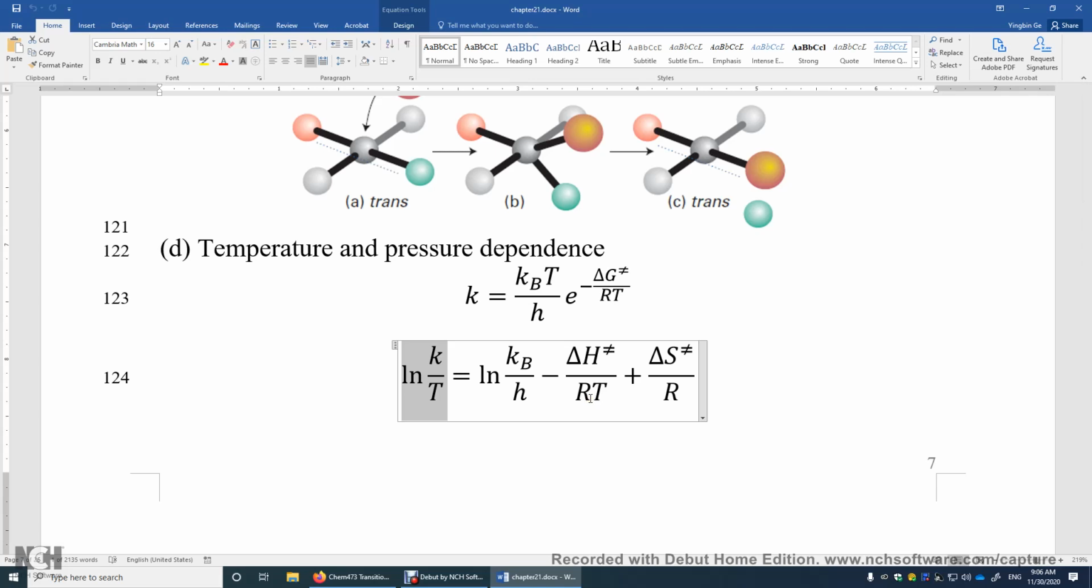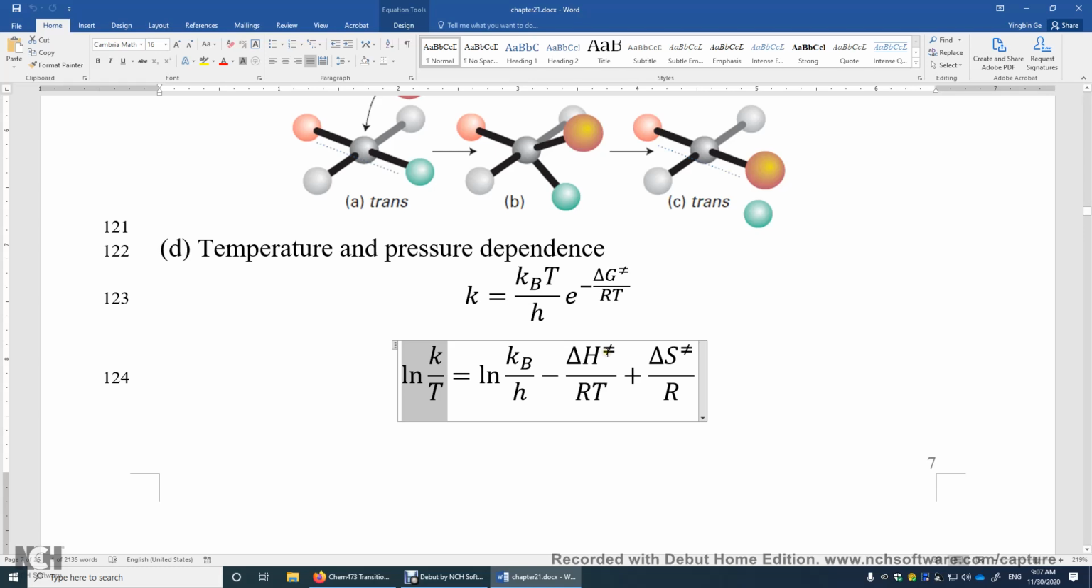If you have the experimental data of k at different temperatures, you can just pre-calculate the logarithm of k over T. You can pre-calculate 1 over T. And 1 over T is going to be your horizontal axis. The logarithm of k over T is going to be your vertical axis. Make your plot. It's going to be linear. The slope is going to be negative delta H double dagger over R. So if you have the slope, multiply your slope by negative R. That's how you determine delta H double dagger. That's the enthalpy of activation of your reaction.